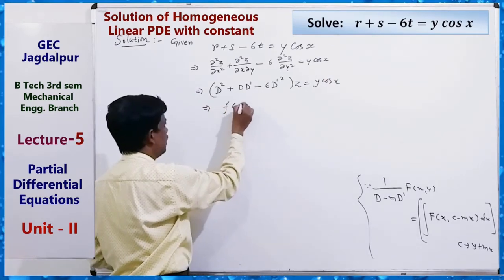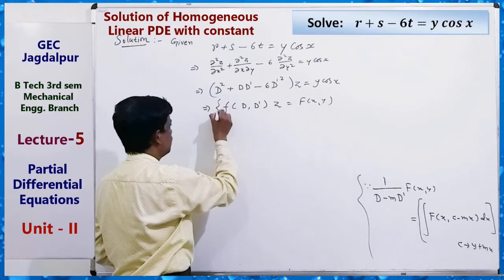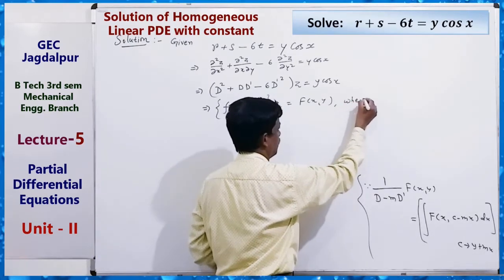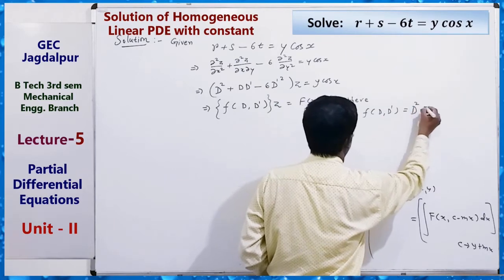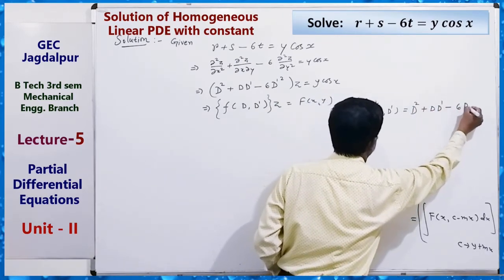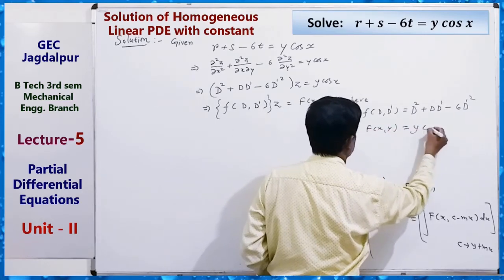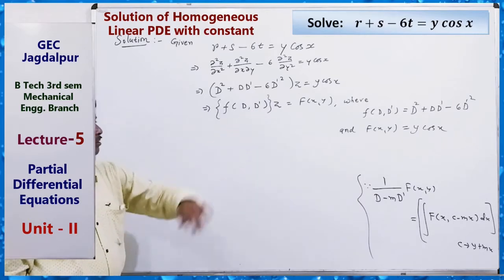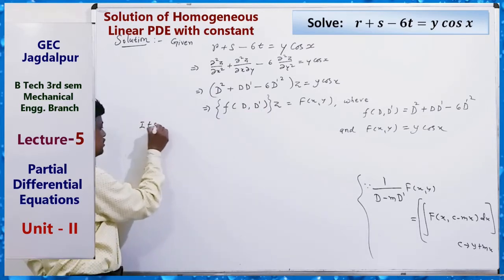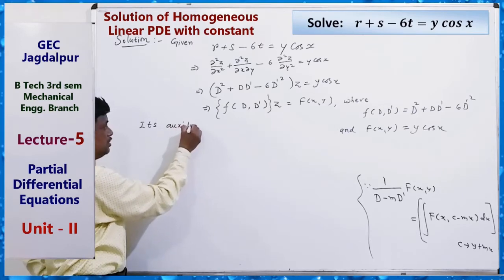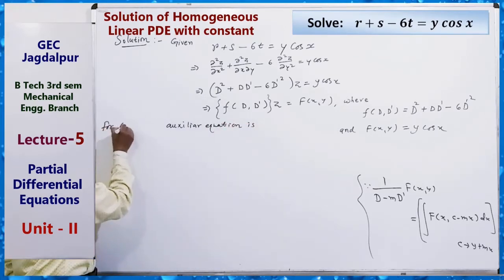This is f(D, D')z = f(x, y), where f(D, D') = D² + DD' − 6D'², and f(x, y) = y cos x. This is the format of the given equation. Okay, now the auxiliary equation. The auxiliary equation is for the CF.